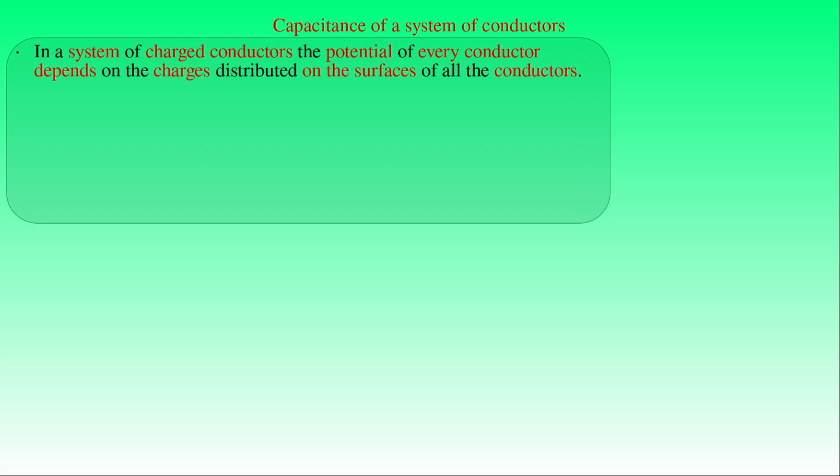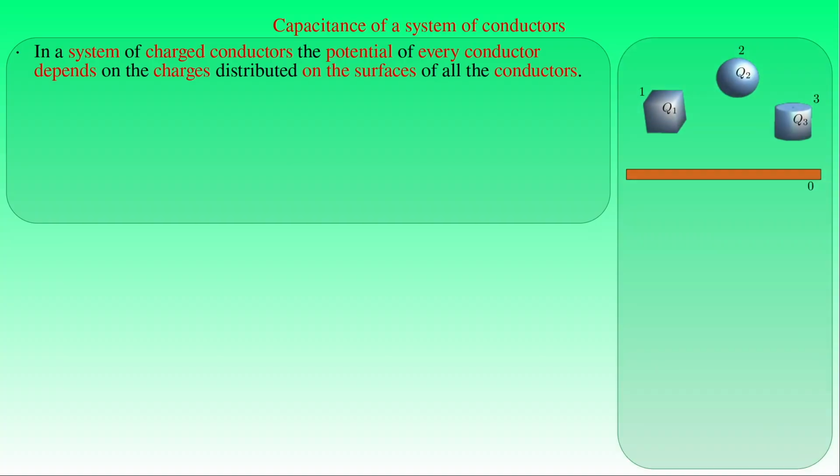The concept of capacitance described above can be applied in the cases involving only two plates or electrodes over which equal but opposite electric charges are distributed. In general, if a system consists of charged conductors or electrodes, then the electric potential of every conductor depends on the charges distributed over the surfaces of all the conductors. As an illustration of the general case, let us consider the conductors or electrodes 1, 2 and 3 with charges Q1, Q2 and Q3, which have the electric potentials Phi1, Phi2 and Phi3 with respect to the earth or ground denoted by 0. Then the system of conductors consists of the electrodes 1, 2 and 3 together with the ground considered as the electrode 0 of 0 electric potential.